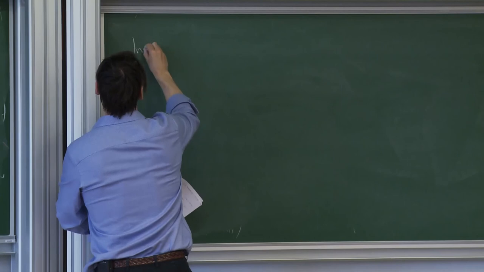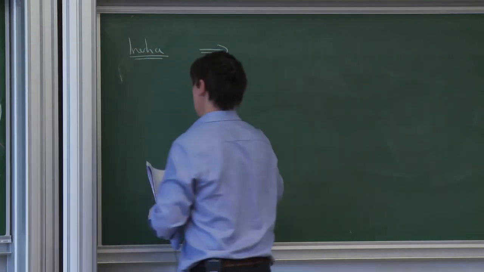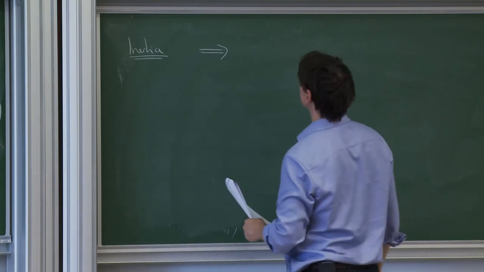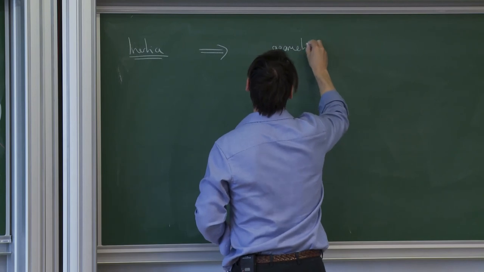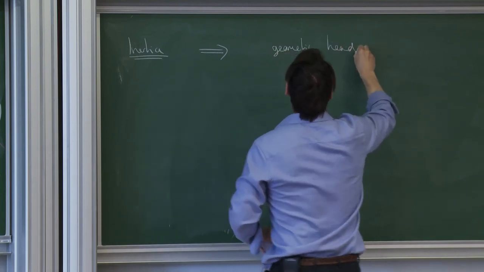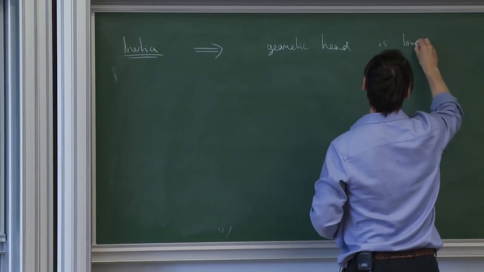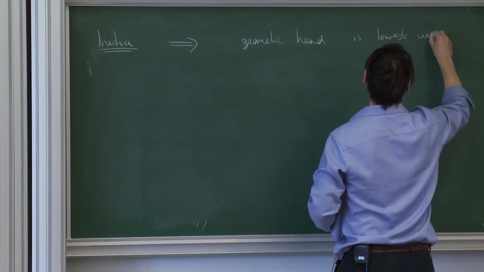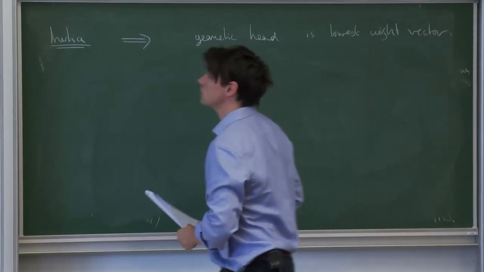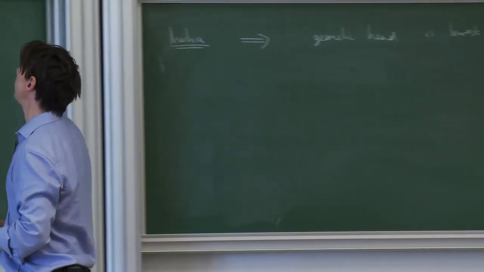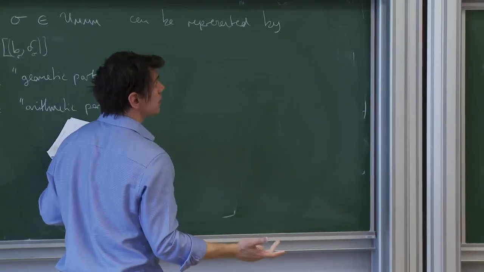And the first point is the inertia condition implies a whole bunch of stuff, but two things that are very important. The first one is that the geometric head, so that bit up there, is always a lowest weight vector. So that already poses a strong constraint on what derivations are possible.